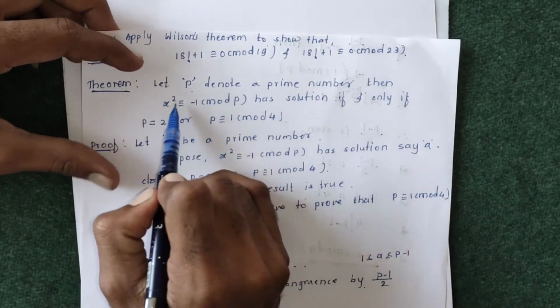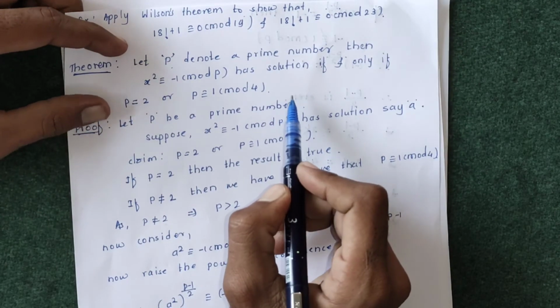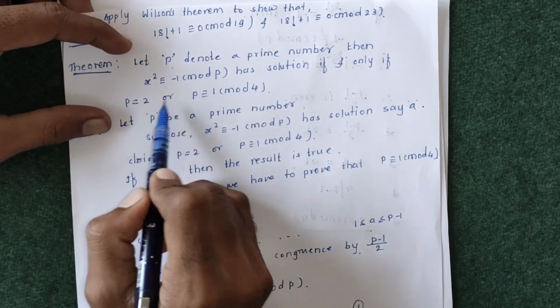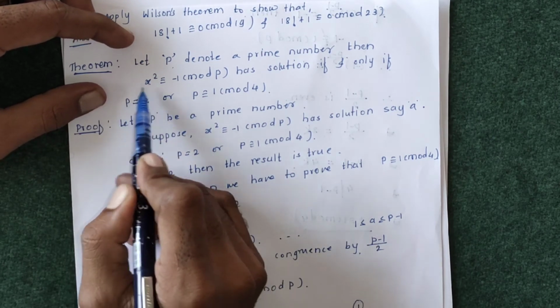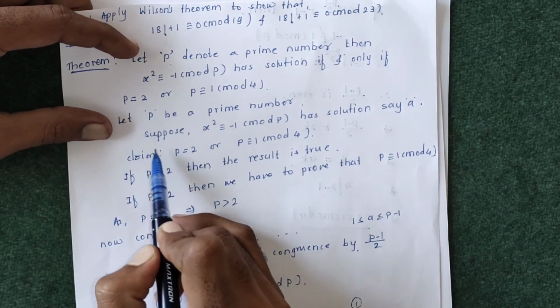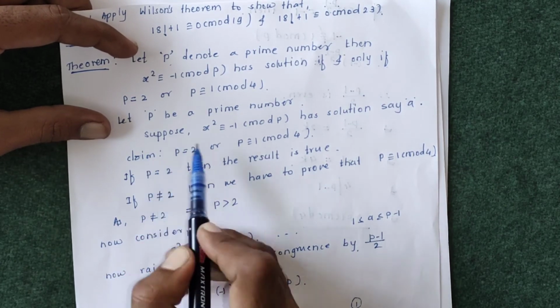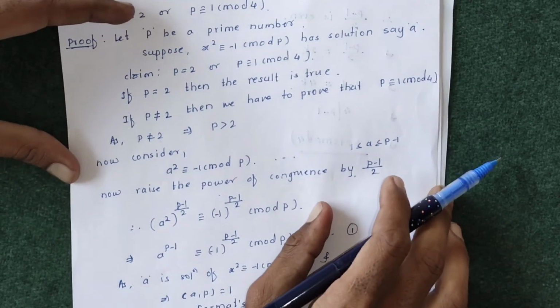The first part says that p is a prime number and x squared is congruent to minus 1 mod p has a solution. Then p must equal 2 or p is congruent to 1 mod 4. If p is equal to 2, then we get our theorem, and if p is not equal to 2, that is, if p is greater than 2, then we have to prove that p is congruent to 1 mod 4.